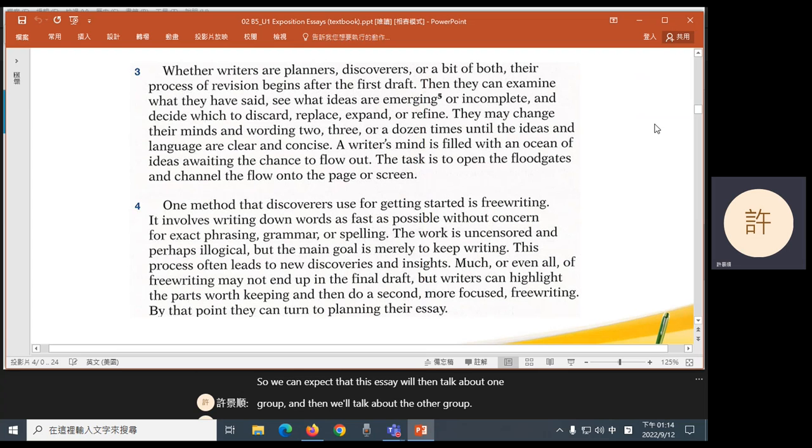Whether writers are planners, discoverers, or a bit of both, their process of revision begins after the first draft. So, indeed, the essay begins talking about these two groups of people, but it begins by putting them together, because both groups of people start from the same place, the first draft.